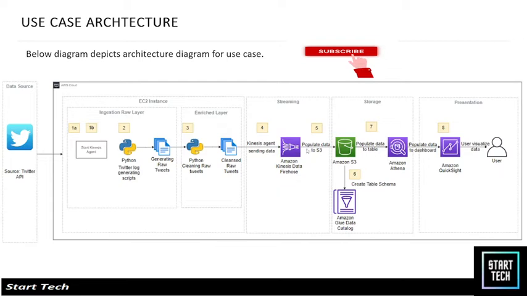Then we would populate the data to S3, and on top of that we would create Athena. Athena is a serverless database system, so you can just create a schema on top of it using the Glue Data Catalog, and use this S3 data to populate your database tables in Athena. That table would be pointed to by the Amazon QuickSight dashboard, and at the end the user will visualize the data. We'll see how we can do that.